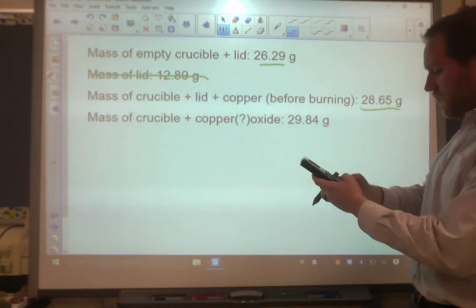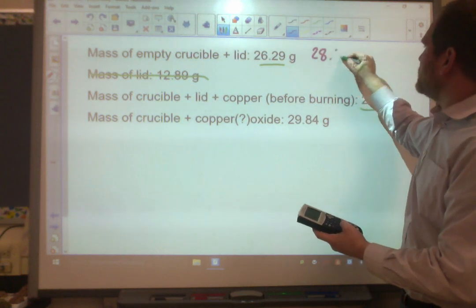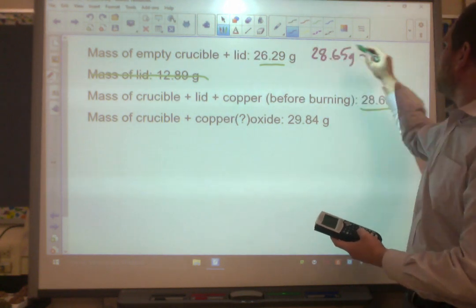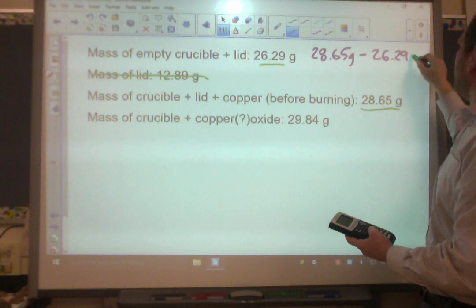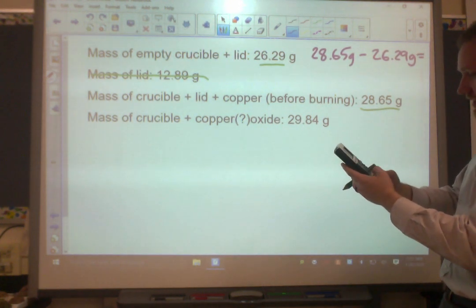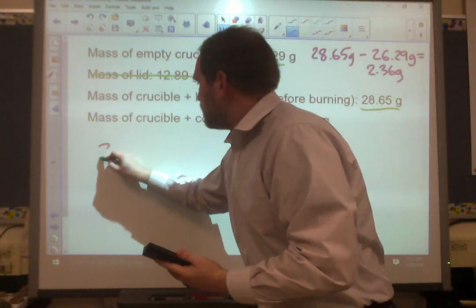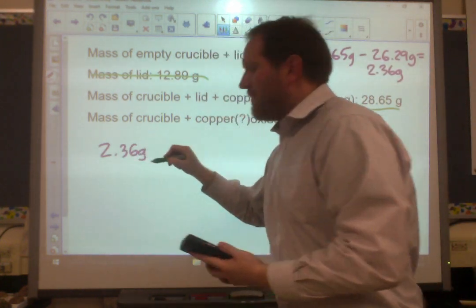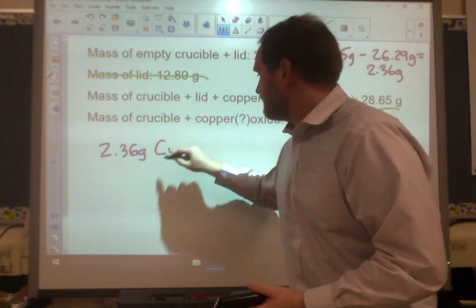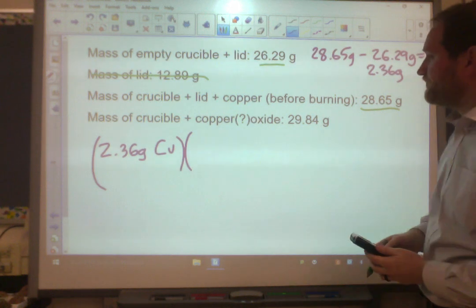So, 28.65 grams, let me write up here, 28.65 grams minus 26.29 grams gives us 2.36 grams. 2.36 grams is the mass of the copper. Now, of course, when you do this in the lab, it's going to be magnesium.